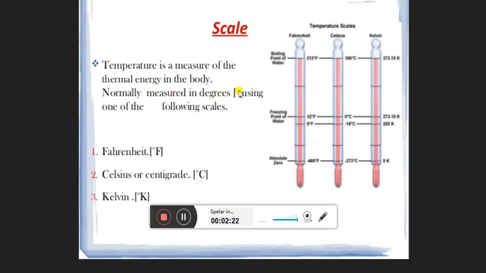There are three scales: Fahrenheit, degree F; Celsius or centigrade, degree C; and Kelvin, K. When we talk about the SI unit of temperature, that is the Kelvin. This Kelvin is the SI unit of temperature. The other two units can be used alternately, that is degree centigrade or degree Fahrenheit.